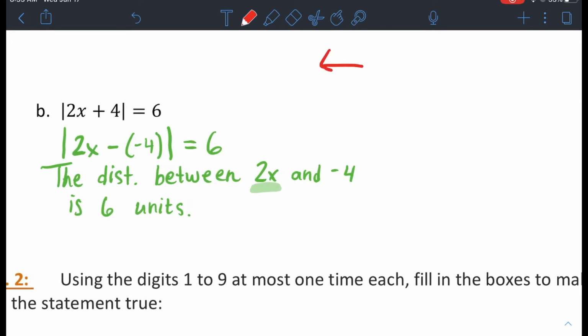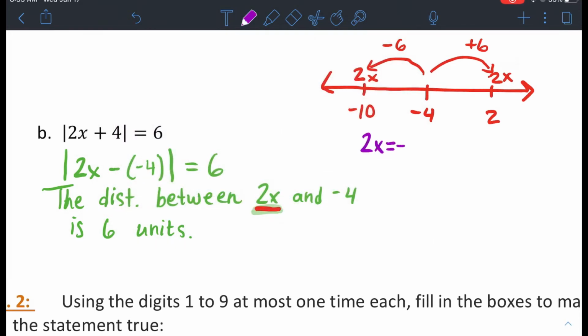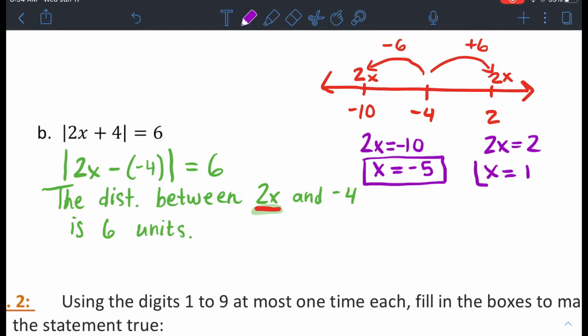So I'm going to draw a number line, and then I'm going to put my negative 4 that I have in the middle. Now I know to get to 2x, I'm going a distance of 6 units, either bigger or smaller than negative 4, which would put me at 2 or negative 10. Now that gets me to 2x instead of x itself. So I know that 2x is equal to negative 10, or 2x is equal to 2. So there's basically one extra step here. So to solve for x, divide by 2, and you get x equals negative 5 or positive 1.